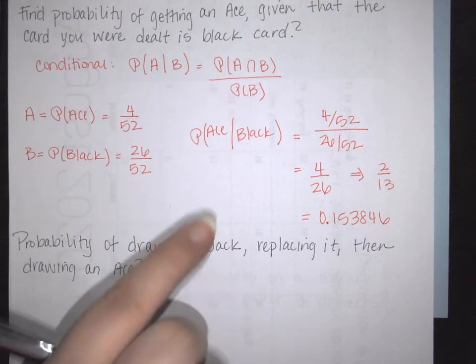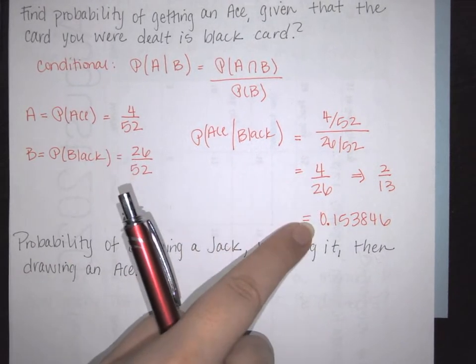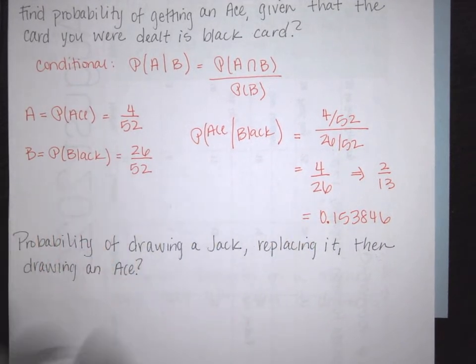Now the reason why I'm giving you both the fraction and the decimal is because you need to read your directions carefully. Some of your directions are going to ask for the fraction, and some of them are going to ask for a decimal to the millionth place. So you need to know what your directions want. Okay.